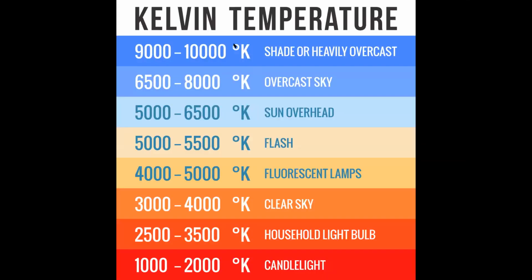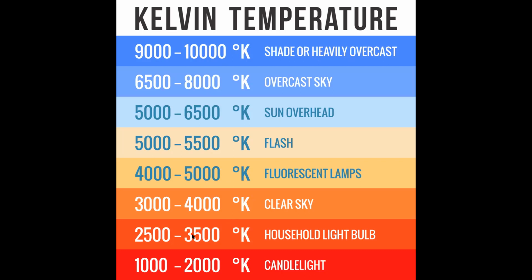All right, and this chart: shade or heavily overcast, 9,000 to 10,000. Overcast is not 10,000 degrees Kelvin. Overcast or cloudy is 6,000. So that's completely whack. Overcast sky, 6,500 to 8,000. Again, that's not true. Sun overhead, 5,000 to 6,500. It's pushing it. I would give it 5,000 to 55. Flash, 5,000 to 55. Again, Canon is 6,000. So again, the numbers are all over the place.